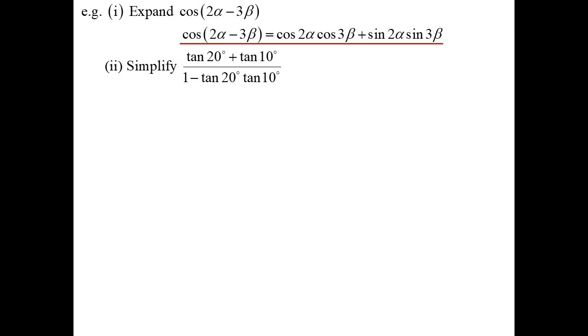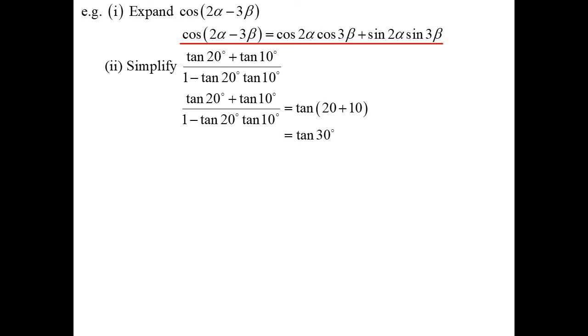Simplify this one. Hang on, we don't have exact values for 20 and 10, but look at it closely. It's in the form of tan plus tan on 1 minus tan. Therefore, it's the tan of 20 plus 10. Tan 30 we know, 1 on root 3.